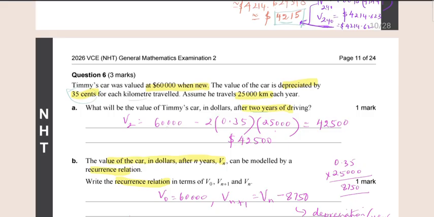After 2 years, it is its initial value of 60,000. Be careful with the zeros, please. Minus the total depreciation in 2 years. The depreciation is 35 cents for every kilometer traveled, and in 2 years that's 2 times the total depreciation per year. So this is a 1 year depreciation, and so for 2 years that's the value, and then you calculate the value after 2 years to be $42,500.